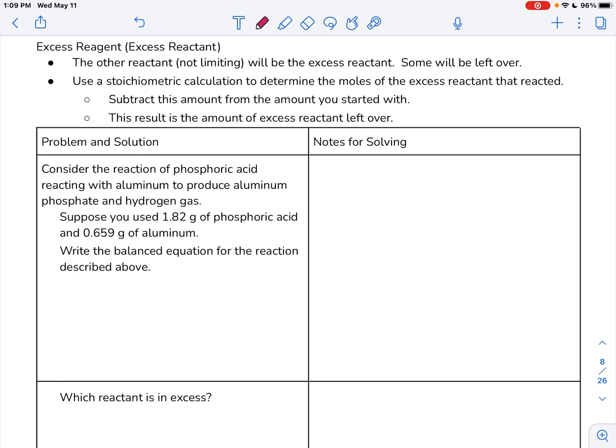Okay, so we'll start with writing the balanced equation just like you always do. So here we're going to do phosphoric acid with aluminum, and then they give us the products as well. So phosphoric acid plus aluminum, aluminum phosphate, and hydrogen gas. Remember, hydrogen is a diatomic. So there's our balanced equation.